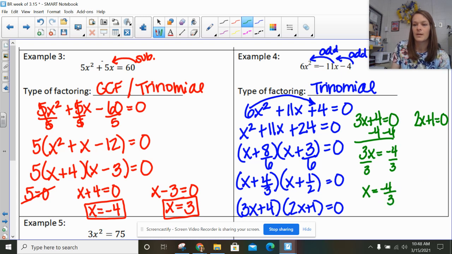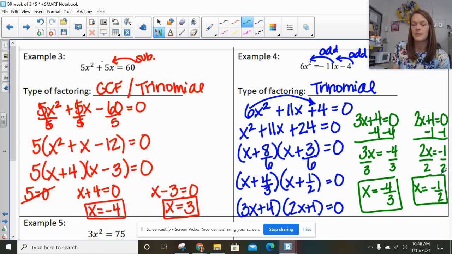All right, over here I'm going to subtract 1. 2x equals negative 1. Divide by 2, and x equals negative 1 over 2. And those are your two answers here.